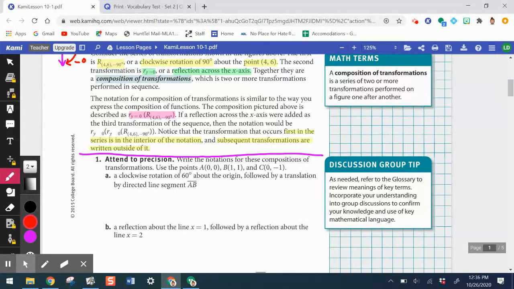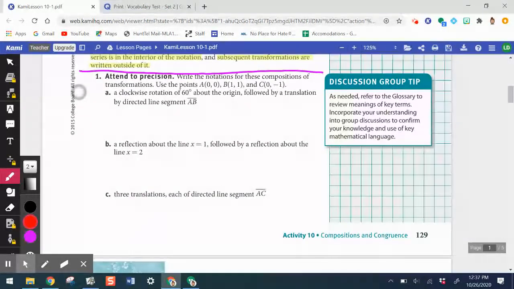So this composition of functions, we're going to start in the parentheses, and it tells us it rotated 90 degrees clockwise about the point 4, 6, and then it reflected across the x-axis, or the line y equals 0. So keep that in mind as we write a composition of transformations. Our first transformation is written inside the parentheses, and then any other transformation is written to the left of it. So keep that in mind as we move forward.